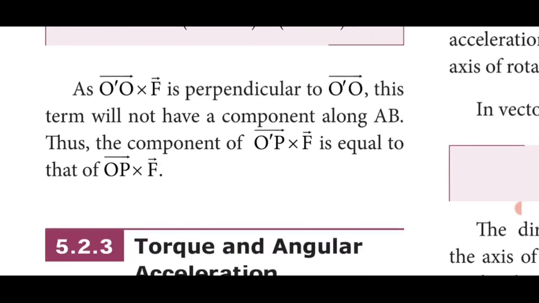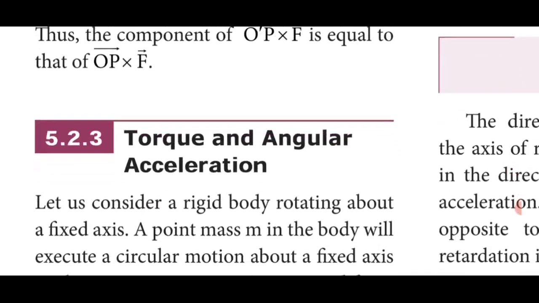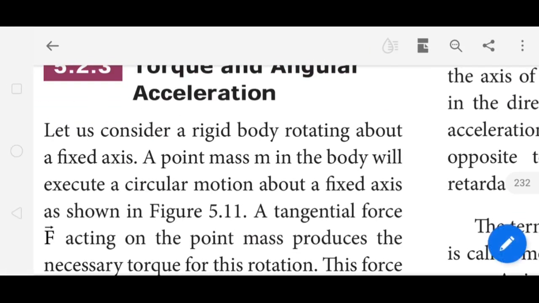So OO' cross F is perpendicular to OO'. This term will have no component along AB. So the component of O'P cross F is equal to OP cross F. That is the thing.